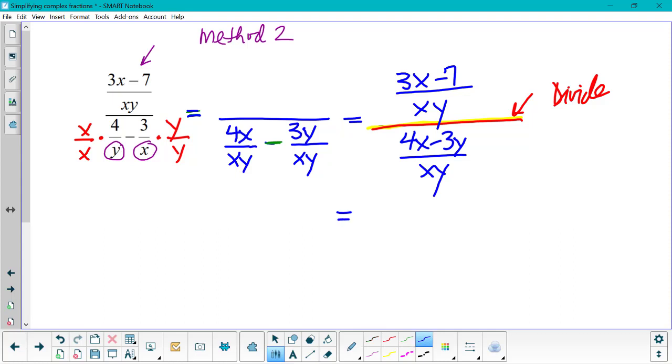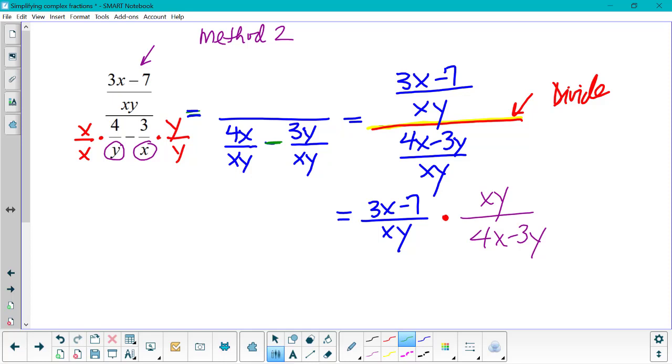So instead of taking the top and dividing by the bottom, I'm going to multiply by the reciprocal of the denominator. So I'm going to go ahead and flip that. The xy goes on top, the 4x minus 3y goes on bottom. So if you remember that, copy, dot, flip.